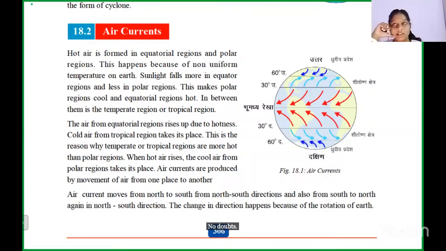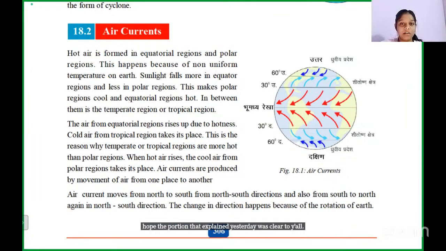So, Simeon, I was saying that I hope the portion that I explained yesterday was clear to you all: the three regions, how the air currents are produced, and how the movement of the wind takes place, all of that.